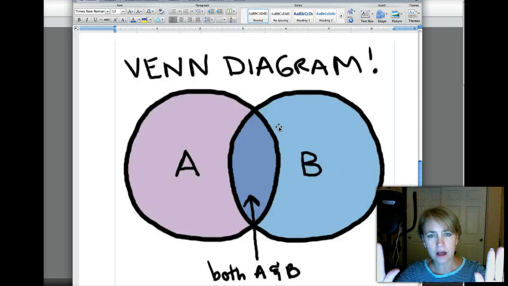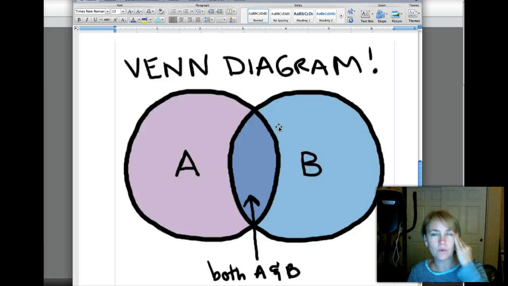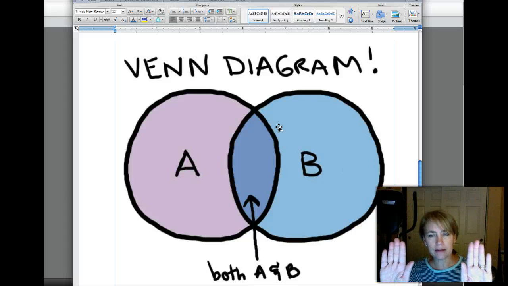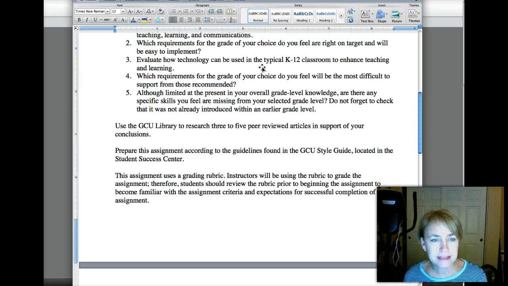Some people, when they do this assignment, make three columns. If they don't want to use the circles for a Venn diagram, that's okay, but you can use three columns. The two columns on the outside are the first set of standards and the second set of standards, and the column on the inside is everything that's similar, that applies to both of them. So anyways, that's part A.